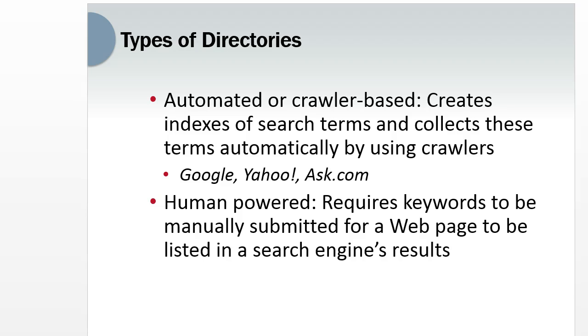When your web pages change, for example, these directories update their indexes and databases automatically to reflect the change. The second type of directory is the human-powered directory. If you want your web pages to be listed in search engine results, you have to manually submit keywords to a human-powered directory. It doesn't use crawlers to collect data.